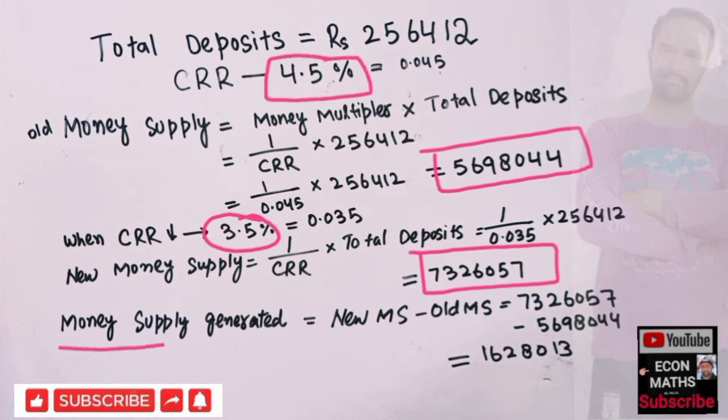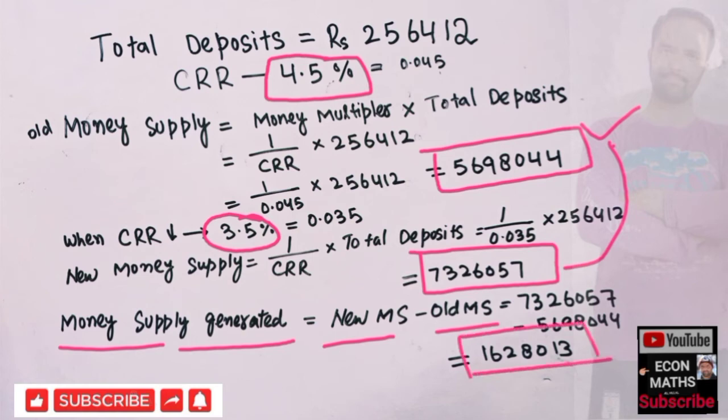Now money supply generated will be equal to new money supply, this figure, minus old money supply, that means this figure. When we subtract these two figures, we get 16,28,013 as the additional money supply generated when CRR is being reduced from 4.5 to 3.5.